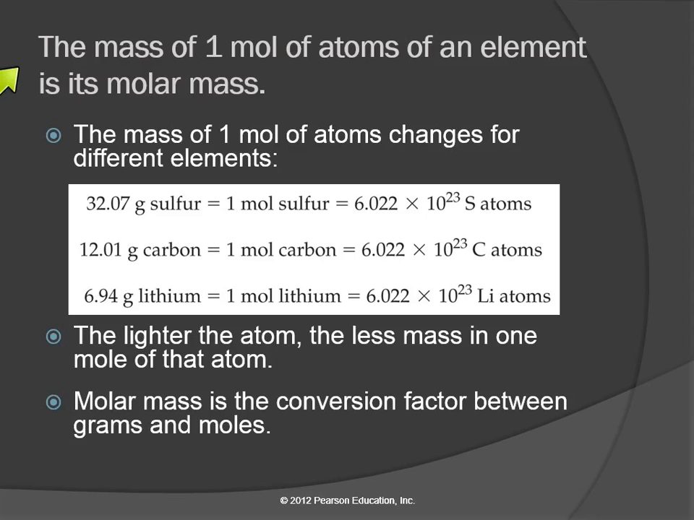So the mass of 1 mole of atoms is the molar mass of that element. And it's going to be different for different elements. So 32.07 grams of sulfur is equal to 1 mole. That contains Avogadro's number of sulfur atoms. 12.01 grams of carbon equals 1 mole of carbon, same number of atoms. Lithium. Lithium's one of the smaller ones. 6.94 grams of lithium is equal to 1 mole, which is equal to 6.022 times 10 to the 23rd. So the lighter the atom, the less mass. When we write it out like this, we can use this to convert grams to moles. We could also use this to convert from grams to number of atoms directly in one step.